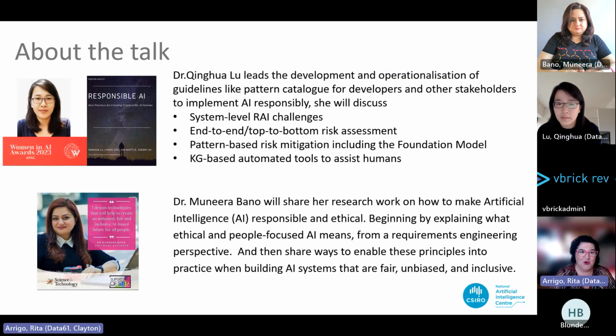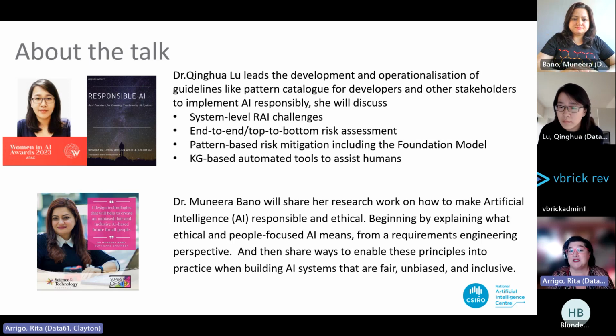A little bit about this talk. Today you're going to hear from Dr. Qinghua Lu. She leads the development and operationalization of guidelines like pattern catalogues for developers and other stakeholders to implement AI responsibly. She's going to share with us system-level responsible AI challenges, the end-to-end, top-to-bottom risk assessment that you can achieve when you're thinking about responsible AI. She's also going to delve into a range of pattern-based risk mitigation methodologies that allow you to take these patterns and apply them to your responsible AI engineering frameworks.